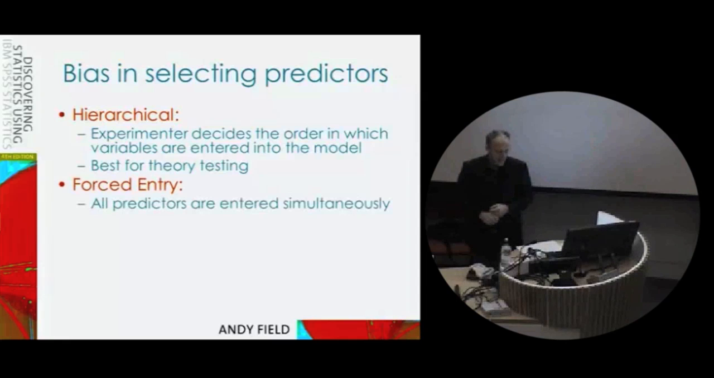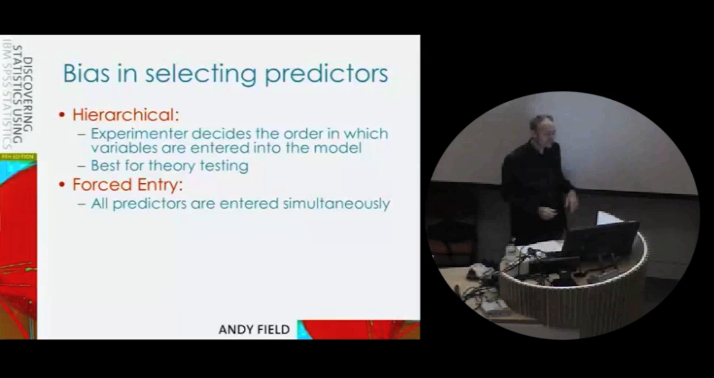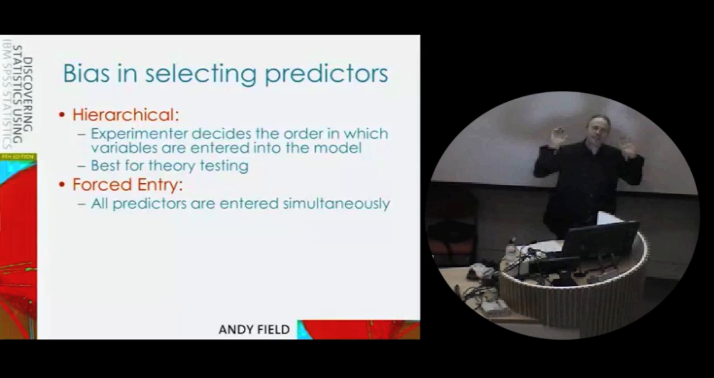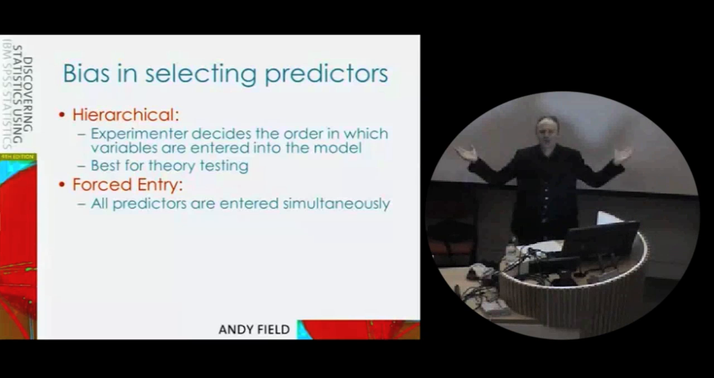Another way to do it is the rather unpleasantly termed forced entry. So this is kind of like burgling a house. You get all your predictors that you've measured, and you literally bung them in. You just say, I'll just throw them in all at the same time, see what happens.